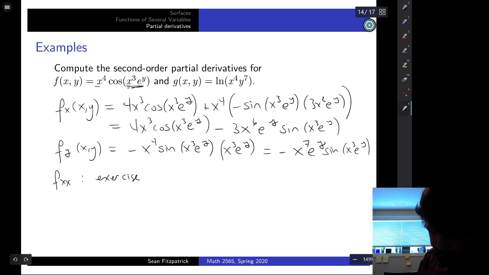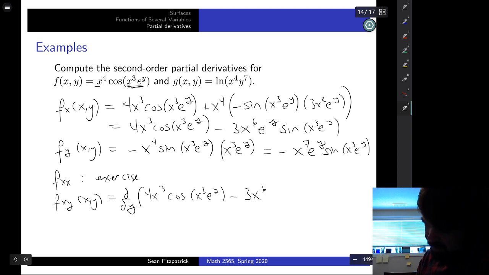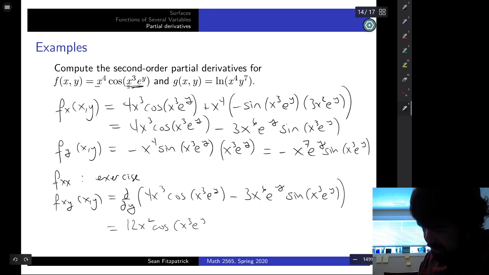Let me do this one. f_xy. So that's the derivative with respect to y of 4x cubed cos of x cubed e to the y minus 3x to the 6th e to the y sine of x cubed e to the y. Okay, still going to get ugly. 12x squared cos of x cubed e to the y. I'm doing product rule on the first one. I'm doing x derivatives, remember.